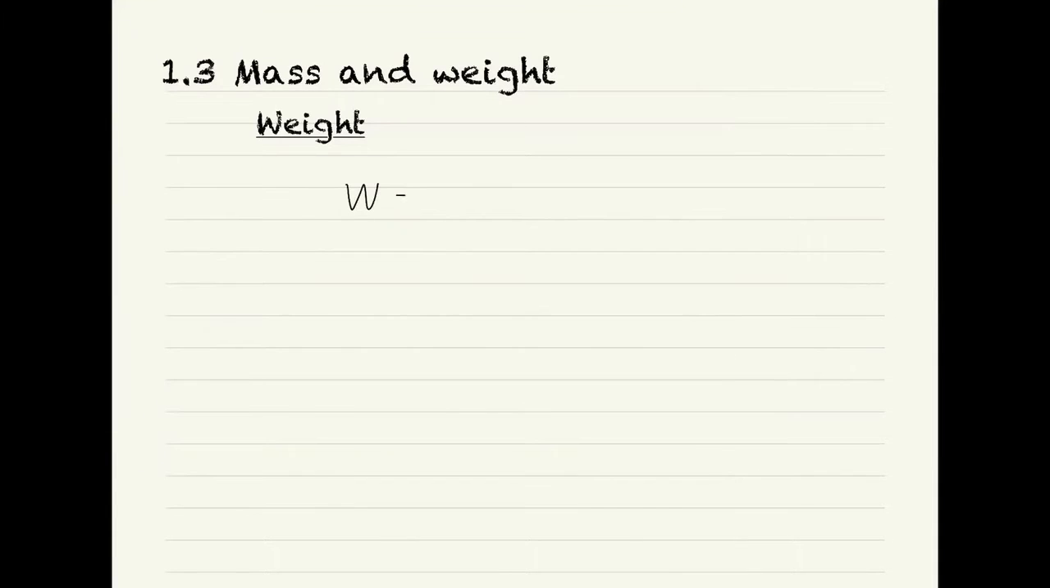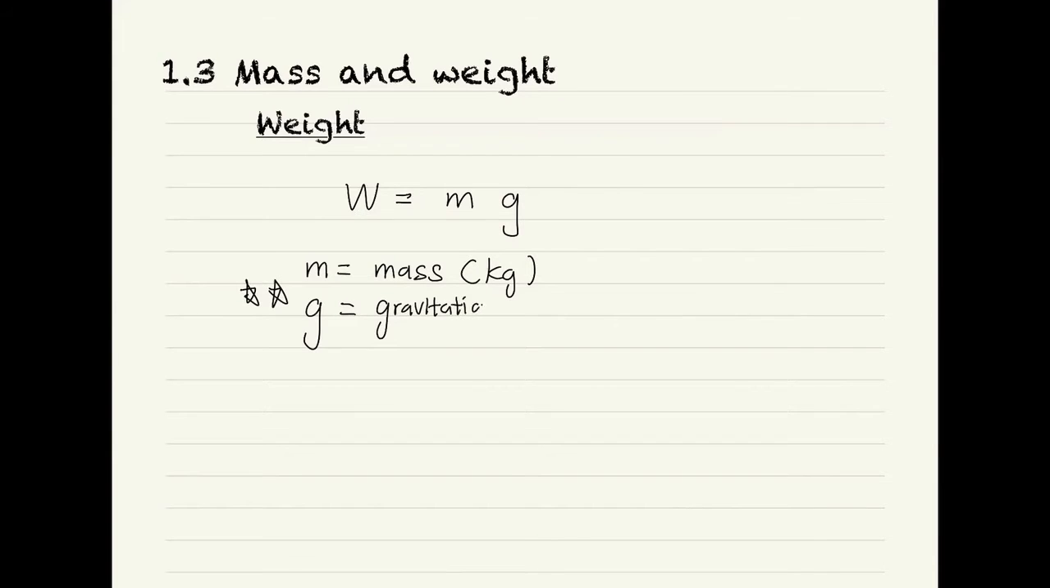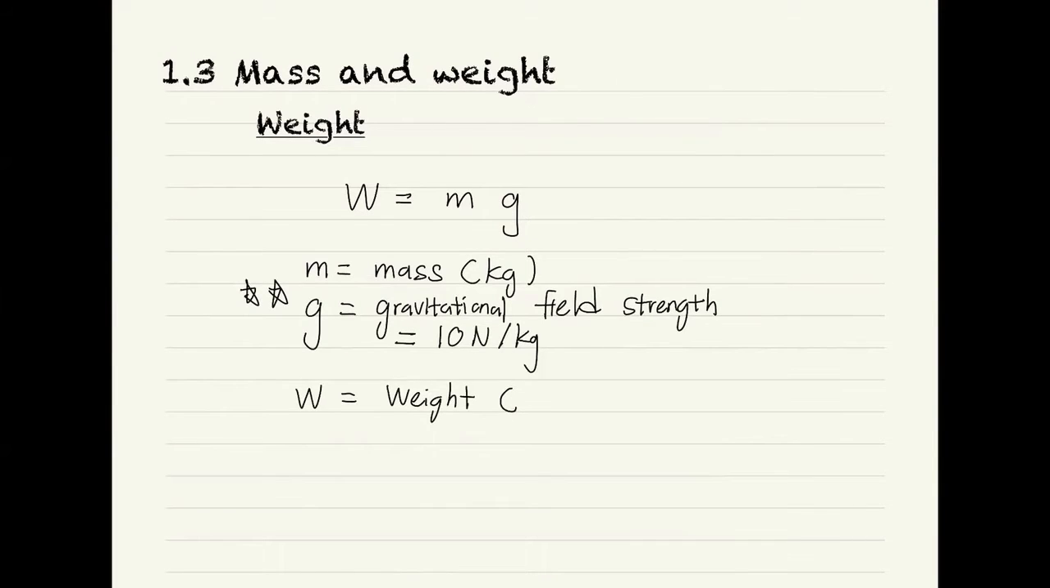Weight W equal to mg. M is mass with unit kg. G is gravitational field strength. That is equivalent to 10 Newton per kg. W here is weight. The unit for the weight is Newton.